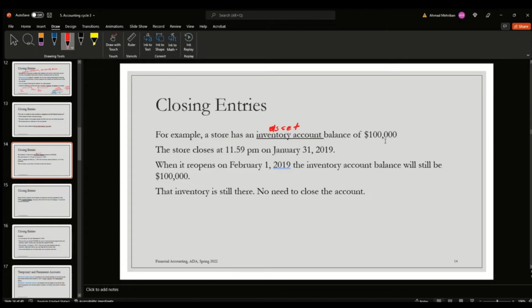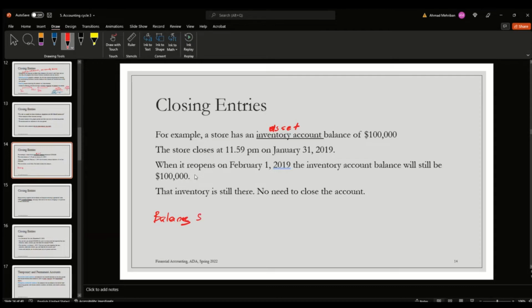The balance is $100,000. Now the store closes at 11:59 p.m. on January 31, 2019. And when it opens on February 1, the next month, the inventory account balance will still be $100,000. So it's the same. The asset is still there. I don't need to remove it. I don't need to bring it down to zero, because if you remember the balance sheet, the asset is an element of the balance sheet.